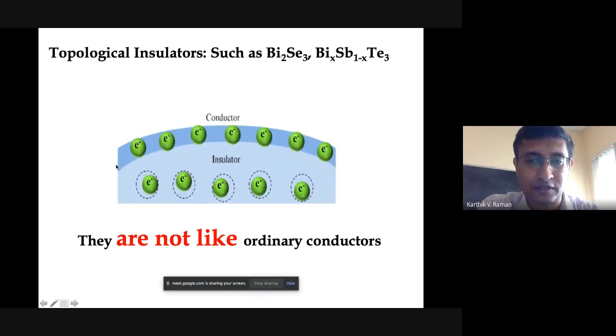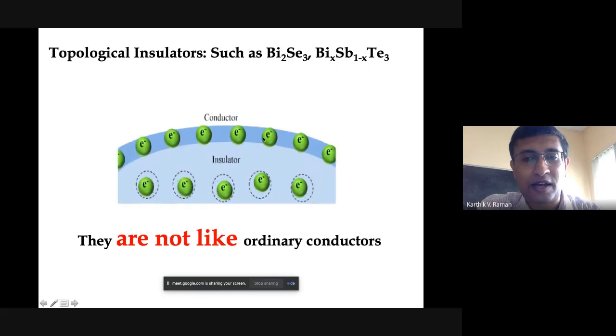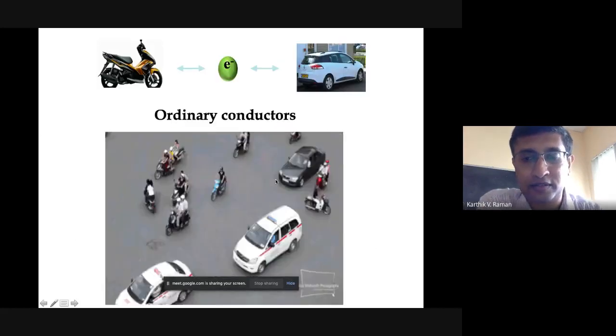But at the surface of these materials, it so happens you can have a very highly conducting flow of electrons. And they are not ordinary conductors. They have very interesting properties, which I'll come to in the next slide. But these conductors can especially flow without much dissipation. And to give you an analogy, this is essentially an example.